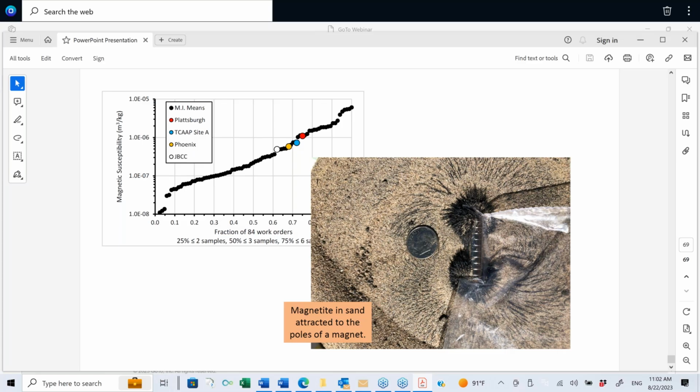That's very helpful. Can you talk about what makes magnetite unique in comparison to other magnetic minerals that may be present?